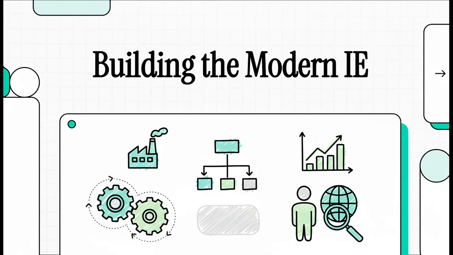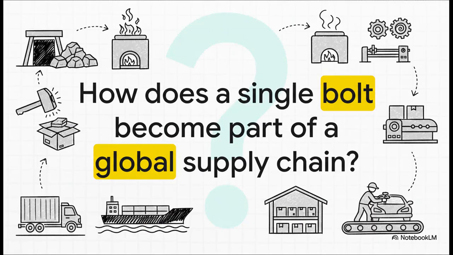All right, so today we're going to pull back the curtain and see what it really takes to build a modern industrial engineer. We're going to deconstruct their entire education piece by piece to understand how they learn to see the world in such a unique and powerful way. I mean, really think about that for a second.